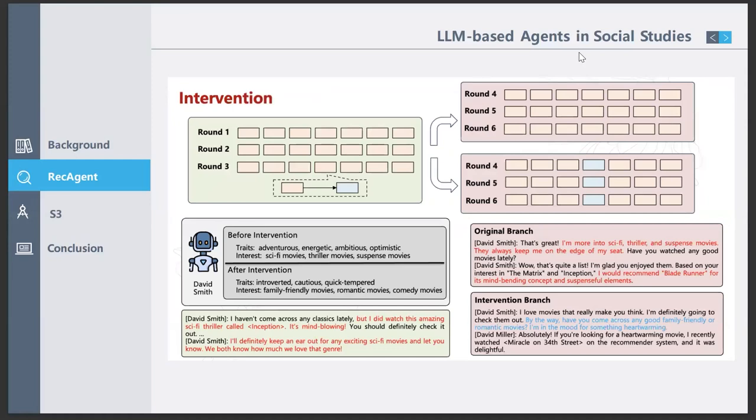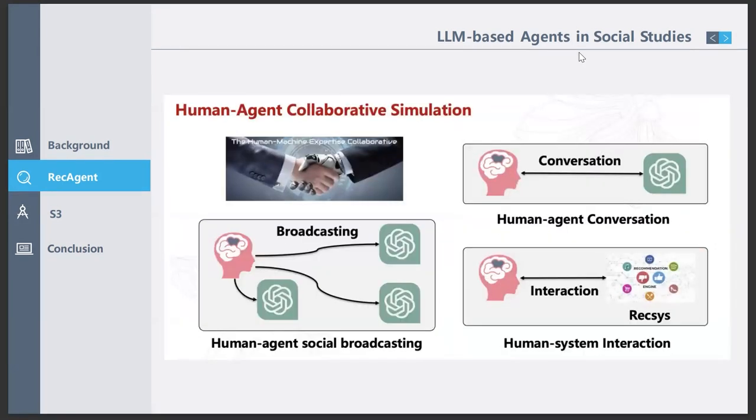In the simulation process, the agent profile can be freely changed. For example, you can run the simulator for several rounds and change the character of one agent and observe how the simulation proceeds before and after the character is changed. We can see if we change the character of the agent, then the agent may behave very differently from the intervention point. Okay, in the simulation process, the human can also participate, and the human can communicate with the agent and also receive recommendations from the system, and it can also converse with the agent to influence their opinions and attitudes towards any movies.